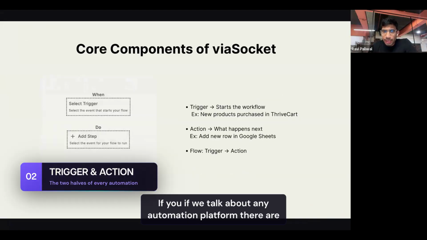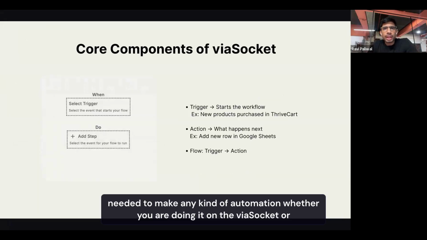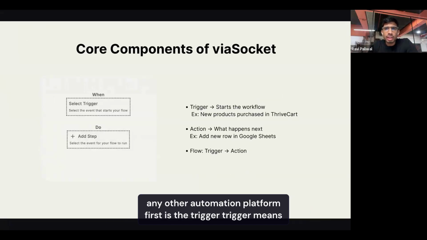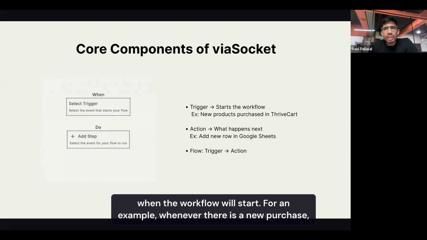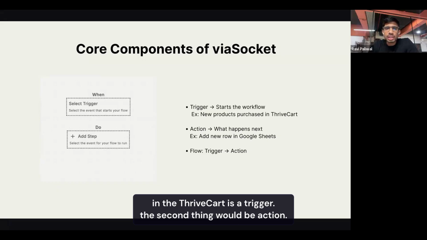If we talk about any automation platform, there are two core components which are needed to make any kind of automation, whether you are doing it on viaSocket or any other automation platform. First is the trigger. Trigger means when the workflow will start. For example, whenever there is a new purchase, I wanted to add a row in the Google Sheet. So here, new purchase in ThriveCart is a trigger.